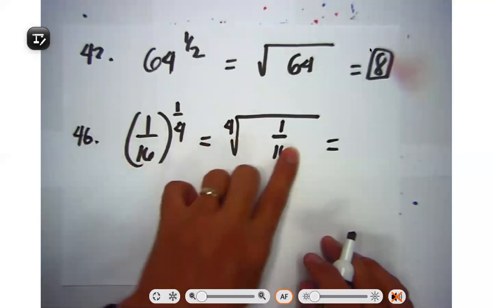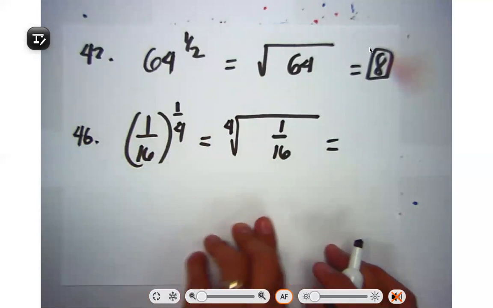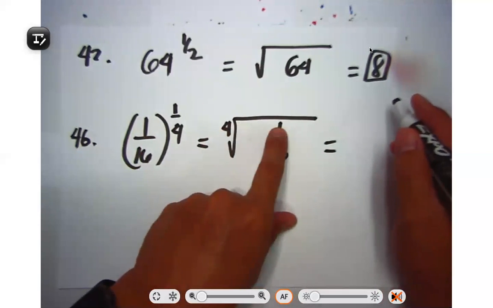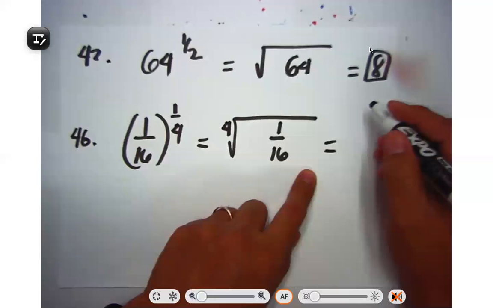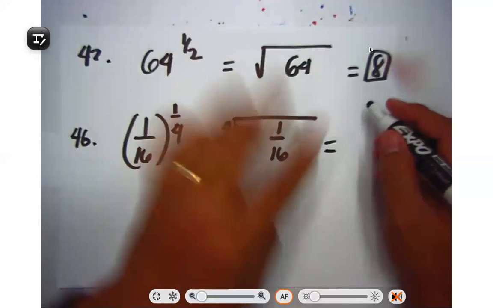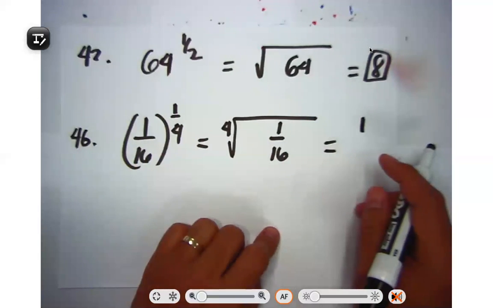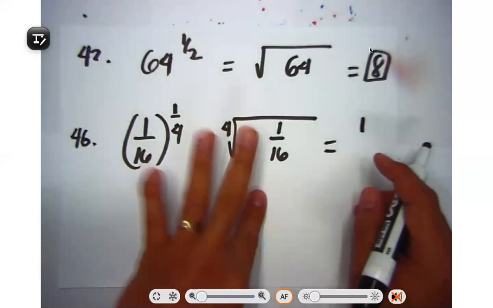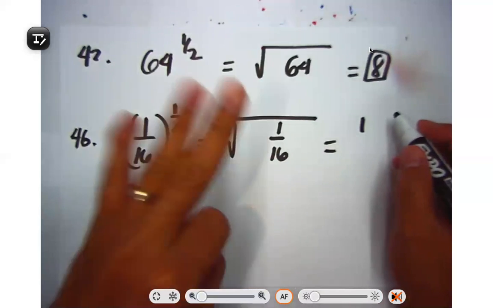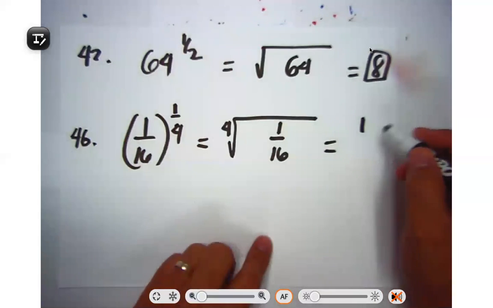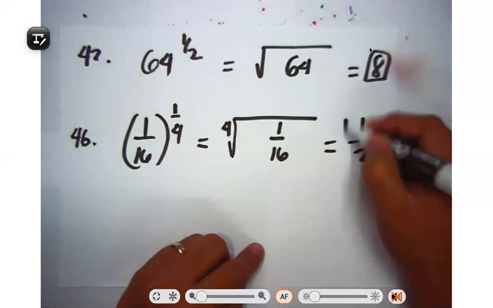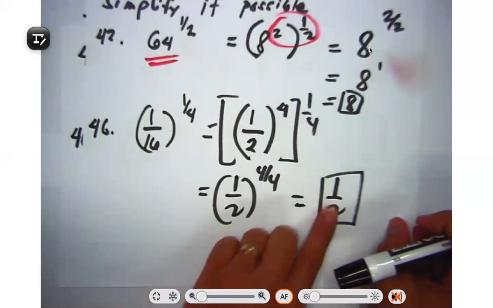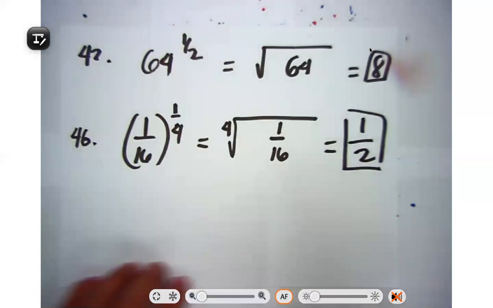What is the fourth root of 1/16? Let's look at the numerator first. What's the fourth root of 1? What number will give you 1 when you multiply by itself 4 times? It's 1. 1 times 1 times 1 times 1, 1. How about 16? 4 times 4 is 16. Oh, 2 times 2 times 2 times 2, 16. 2 times 2 is 4, times 2 is 8, times 2 is 16. So we have 1/2. All right, let's see. Do we have the same answer? Yes, we do have the same answer.